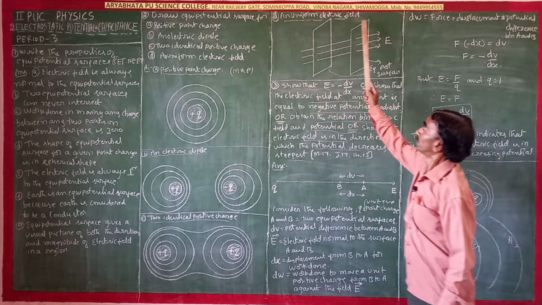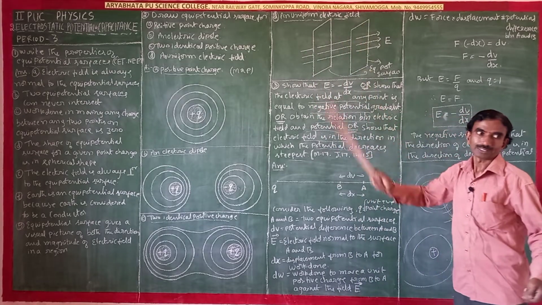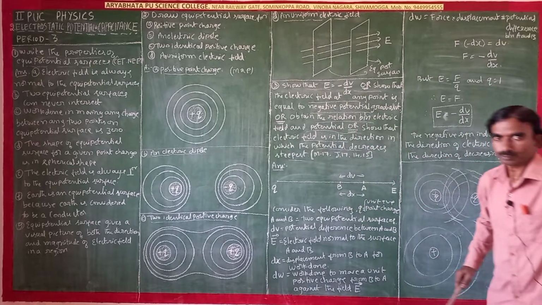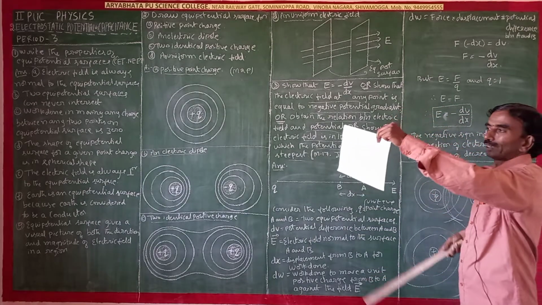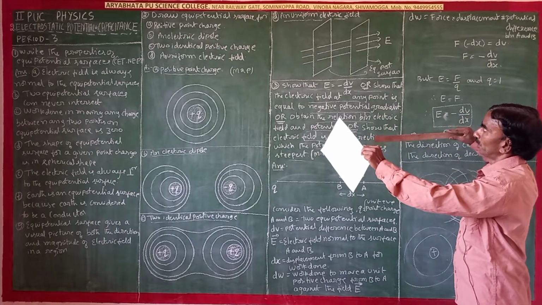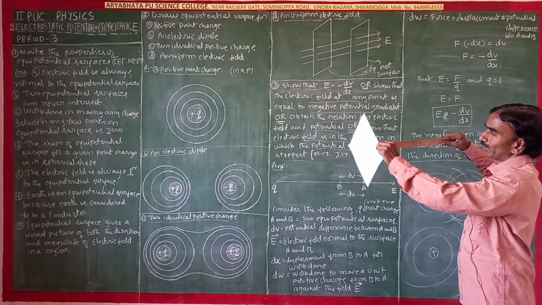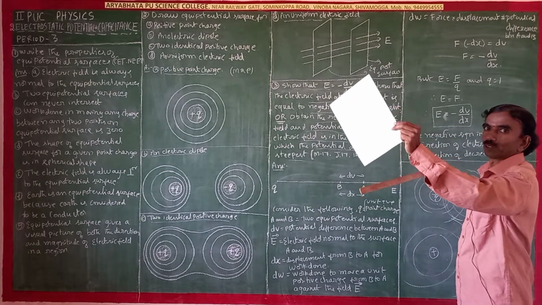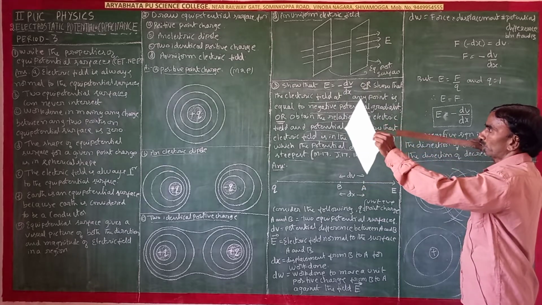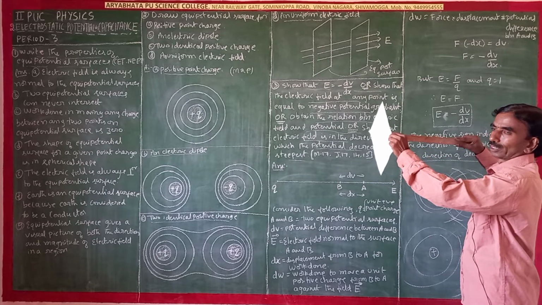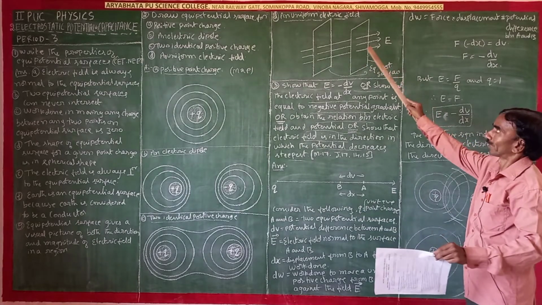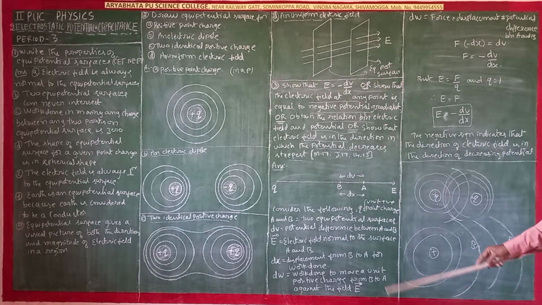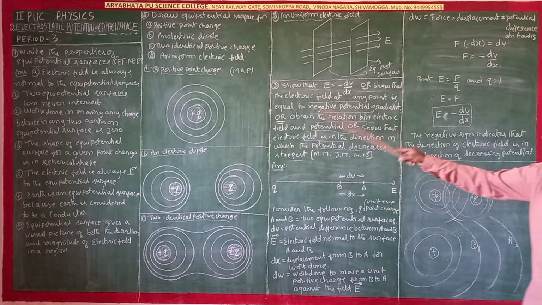And for a uniform electric field, the electric field is perpendicular to the equipotential surface. This sheet of paper is the equipotential surface. It is always normal to the electric field. So, it is like this. You have to write it. And next one, it is a very important diagram. Write it down.